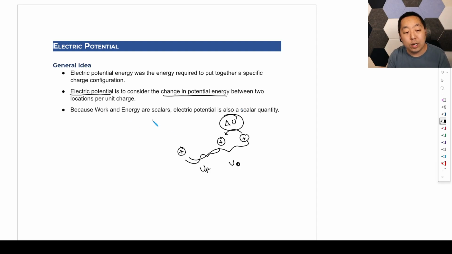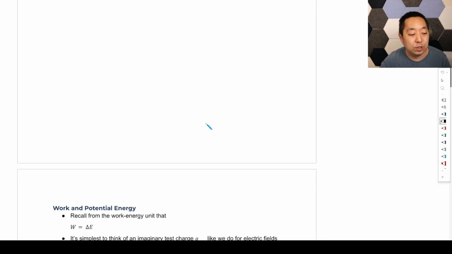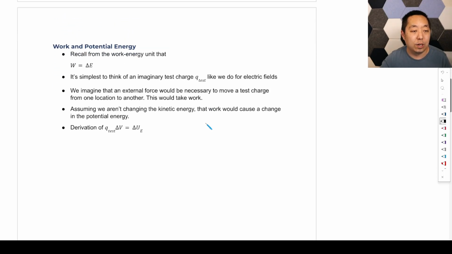Because work and energy are scalars, electric potential is a scalar quantity, because it's related to potential energy. We're just dividing by the amount of charge. So let's see how this works. Very similar to electric fields, where we put a test charge, we're going to do a similar thing for electric potential.